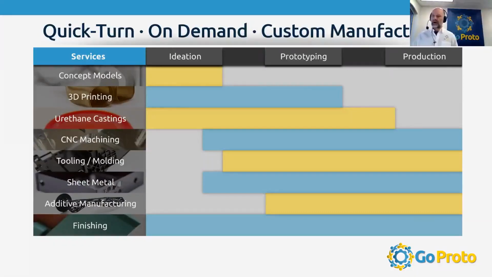So then just a quick summary of GoProto. We're a rapid manufacturing company. We're what you'd call fulfillment. So we do everything from early concept model design prototypes up through production, higher volume parts in traditional manufacturing. So we use a combination of 3D printing or additive technologies, and then cast urethane, as you'll see there.